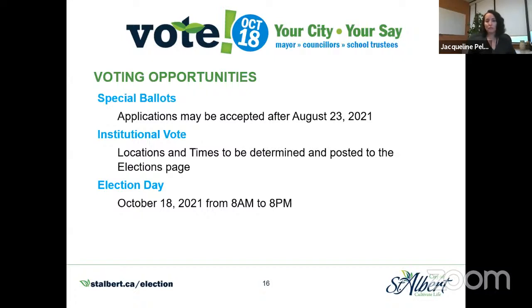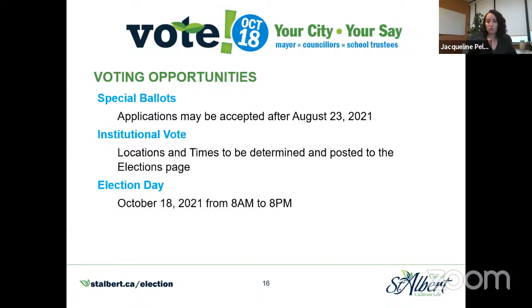So the first would be if they live with a physical disability and are unable to get to a voting station. Another qualification, if they're absent from the city during voting, so if they go on holiday or they work out of town, or because they are an election worker and they cannot vote during any of the voting opportunities. So application packages for special ballots are available from our elections webpage, and they just get submitted to our office here.